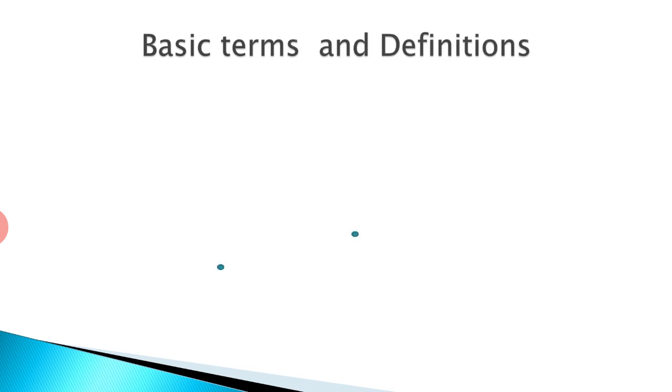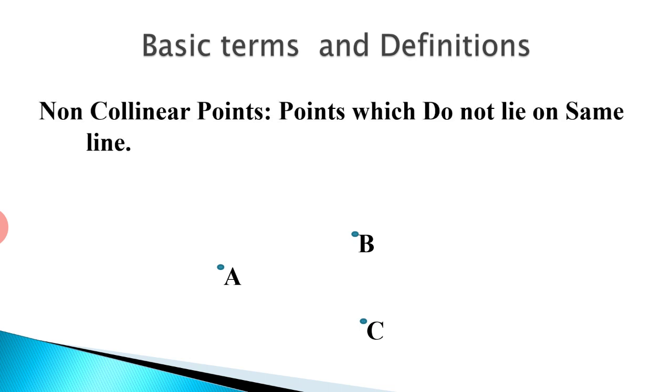I have drawn again a few points: A, B, and now the third point C. Now try to draw a single line through these points. Is it possible to draw a line which will contain all these 3 points? It is not possible. There cannot be a single line which will contain these 3 points. So such 3 or more points are called non-collinear points. We define non-collinear points as points which do not lie on the same line. So now A, B, C are non-collinear points.